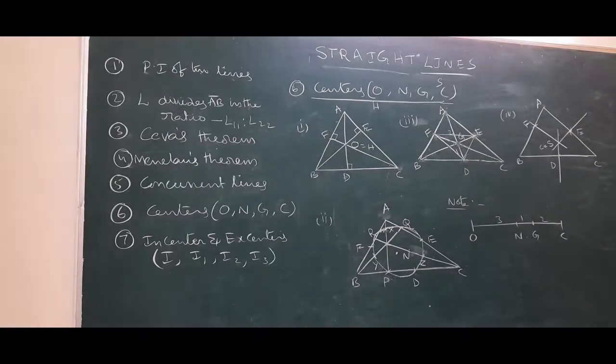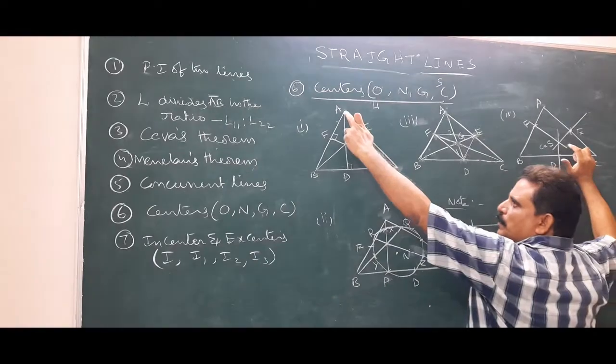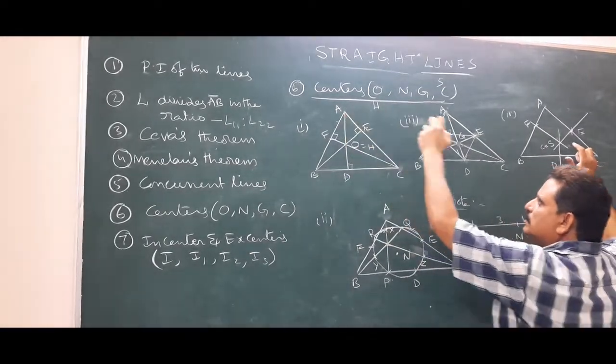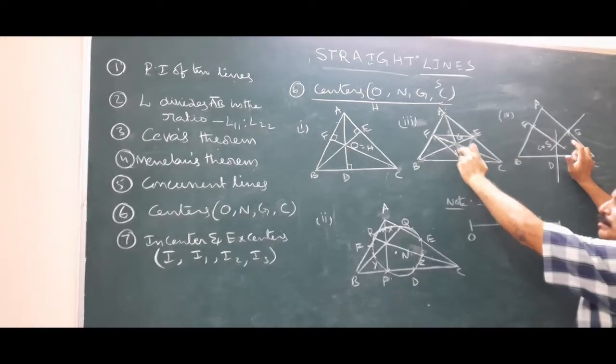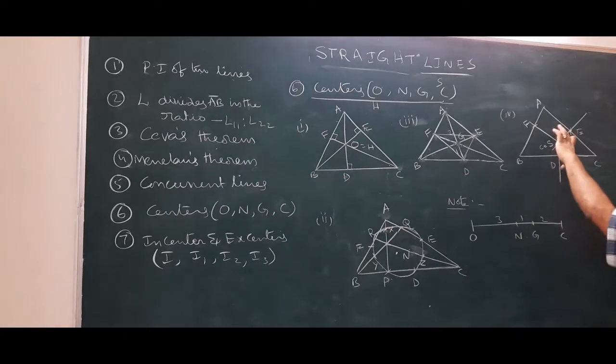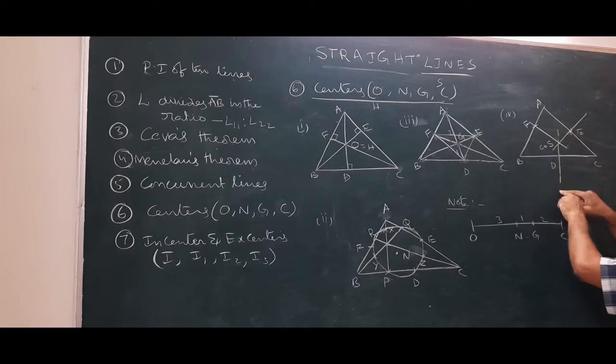Now, coming to the fourth one, that is the circumcenter. It is the point of intersection of perpendicular bisectors. Here, a median is the line joining a midpoint and a vertex. Here, the line is perpendicular to the side and passes through the midpoint. This line is called the perpendicular bisector. It bisects the segment equally and perpendicularly, that's why it is called a perpendicular bisector.